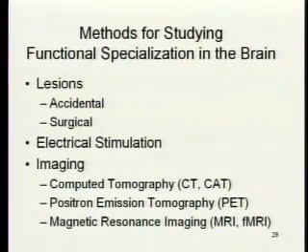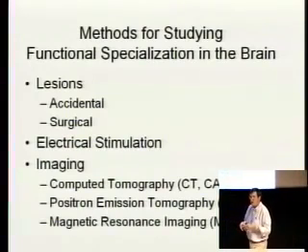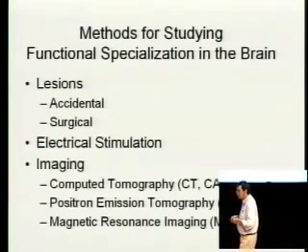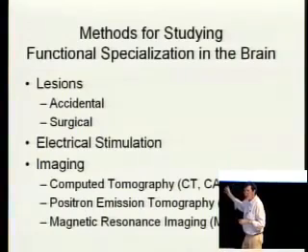The most recent development in the methods for studying functional specialization are a variety of techniques that allow us to image the activity of the brain in neurologically intact, living, awake human subjects. So you can put a subject in a CT scanner and look at the structure of the brain and correlate that with function. Or right online, you can use a technique known as positron emission tomography, PET scanning, or magnetic resonance imaging, MRI scanning, to actually observe the brain working, what parts of the brain are active as subjects perform various kinds of tasks. I'm not going to spend a lot of time on this now.